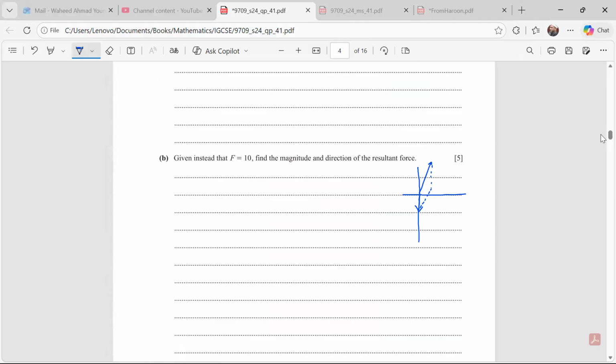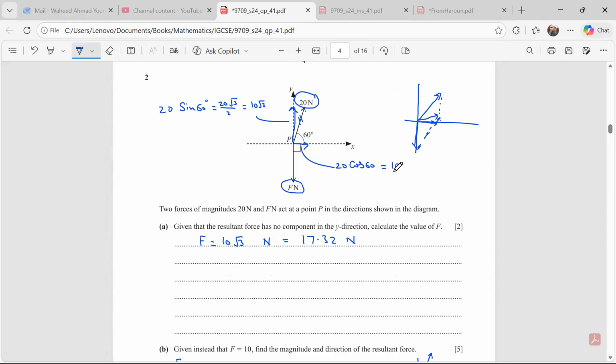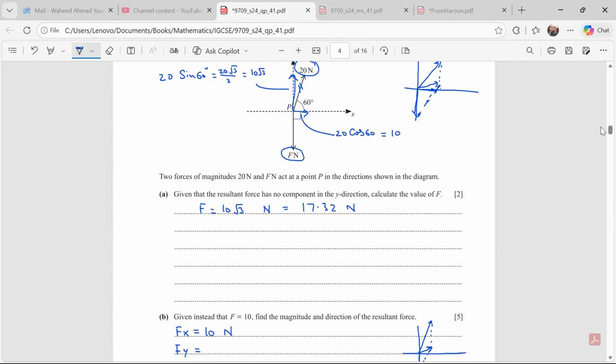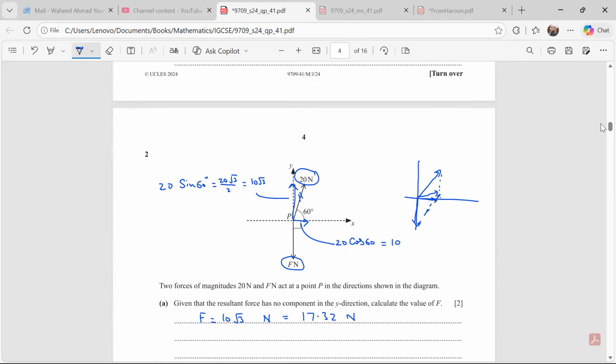Anyway, the resultant force has an x component and a y component. What is the x component of the resultant force? It is equal to the x component of this force, so this is 10 newtons only. Now, what is the y component of the resultant force? In the vertical direction, we have 10 under root 3. Remember, this force has a vertical component of 10 under root 3 newtons. This is also 10 newtons.